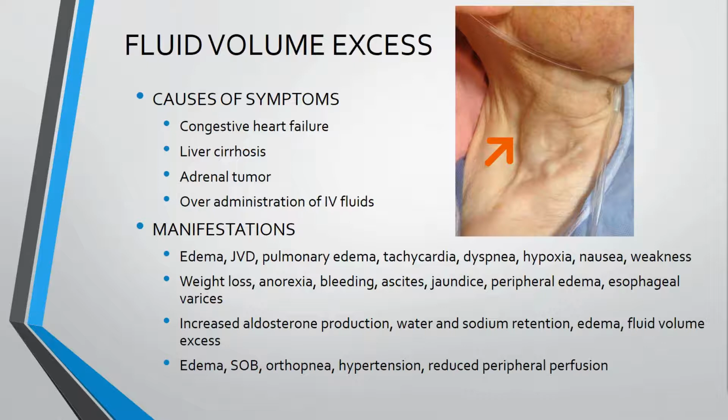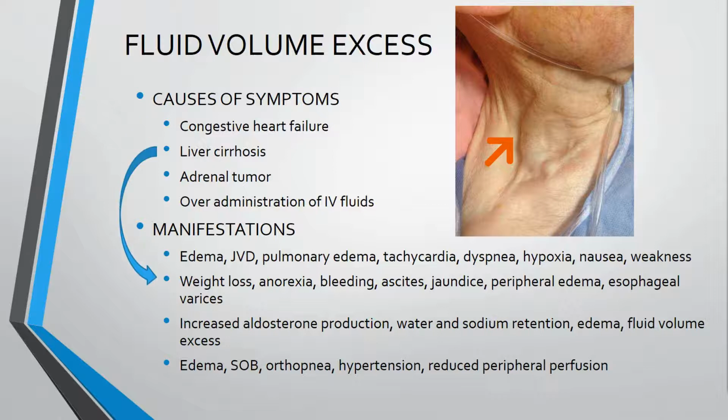So some of our causes of fluid volume excess. We have congestive heart failure. In this case, the heart cannot pump blood effectively and it backs up into the body. If it's left heart failure, the blood backs up into the lungs. Some of the things we may see with CHF: you have edema, you have jugular venous distension, which is shown in the picture on the slide, maybe some pulmonary edema if that excess fluid is leaking into our lungs. Shortness of breath and hypoxia would follow that. And you might see some nausea and some weakness.